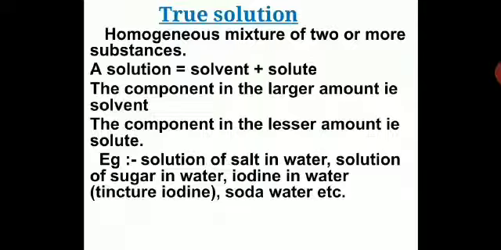What is a solution? It's a homogeneous mixture of two or more substances. So a solution is made up of solvent plus solute. For example, water is the solvent, plus solute, common salt, that is NaCl. So that gives you a salt solution. The component in the larger amount is the solvent. Water will be the solvent because it is in a larger amount. The component in the lesser amount is the solute.